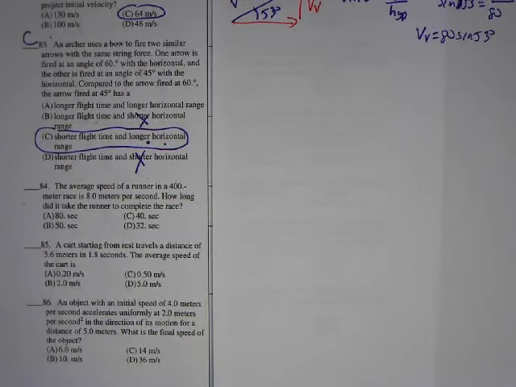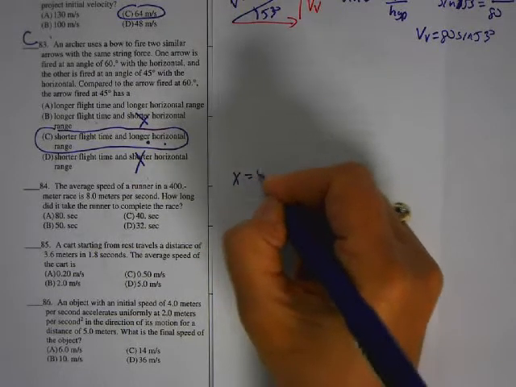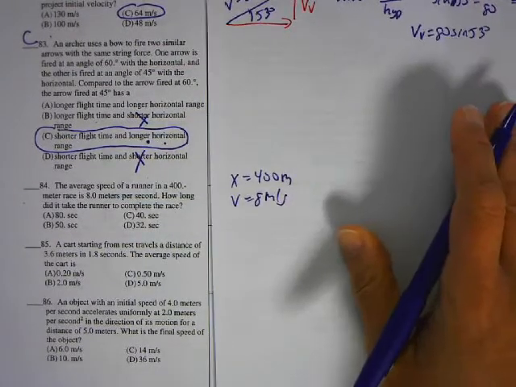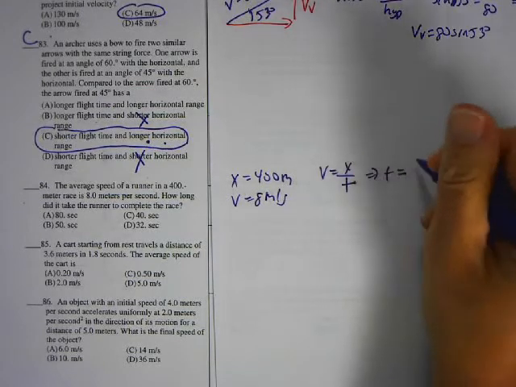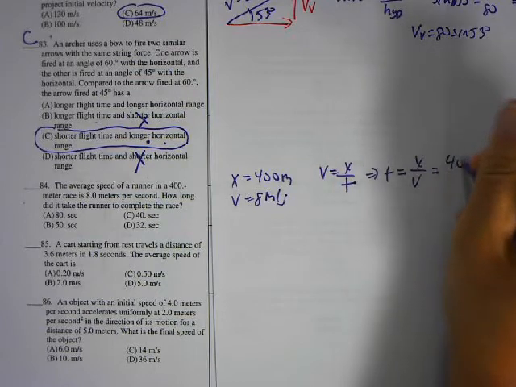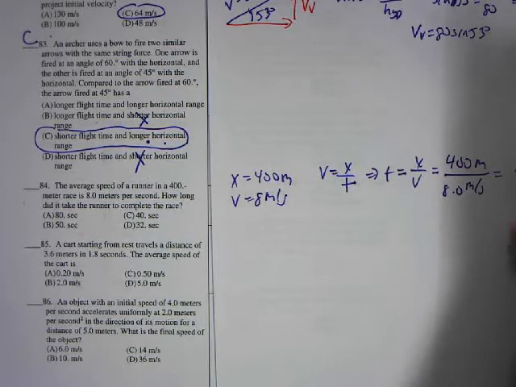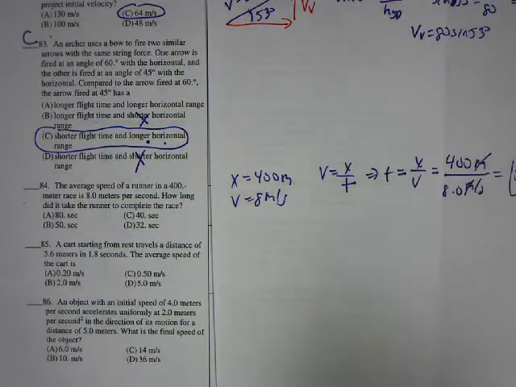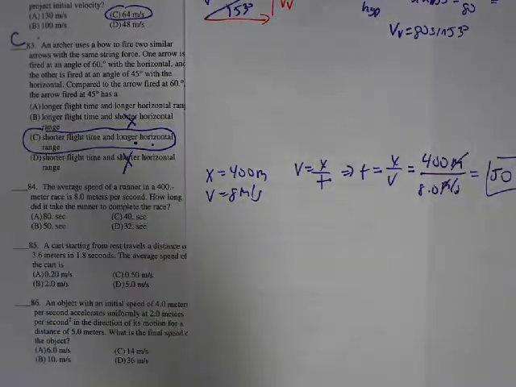Number 84, the average speed of a runner in a 400-meter race, so X is equal to 400 meters, is 8 meters per second. How long did it take the runner to complete the race? So V is equal to X over T, so T is equal to X over V. So it's 400 meters divided by 8 meters per second. 400 divided by 8 is 50. And a meter divided by a meter per second is a second. So the answer comes out to be 50, which is choice B.